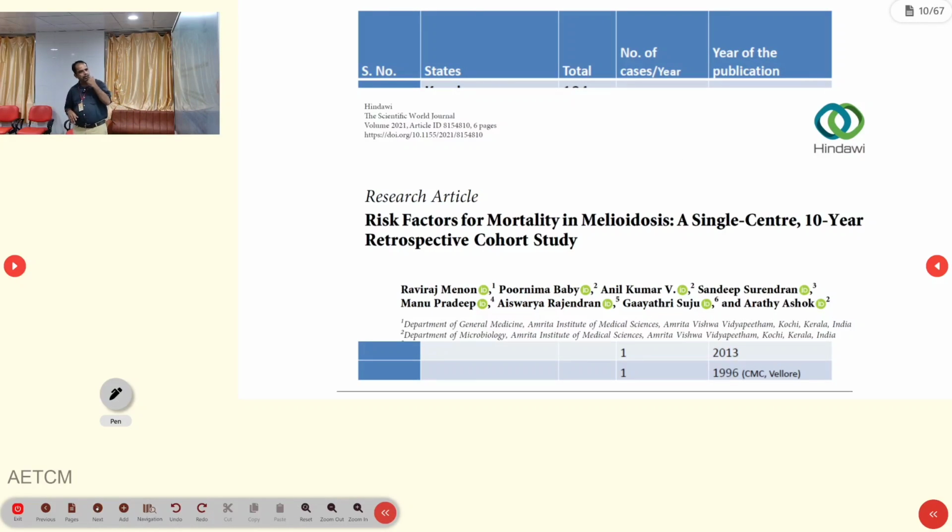This is our publication, from the Department of Medicine and Microbiology. We published in 2021. It is a retrospective review of 72 cases in 10 years, which means about 7 cases per year that we were diagnosing. A total of 140 cases have been reported from Kerala, highest from Amrita, 72, with the remaining from case reports. Publishing case reports is very difficult, so we don't get much documented. There are many cases which have been diagnosed and not published.